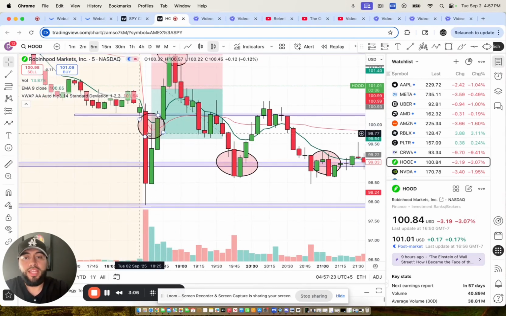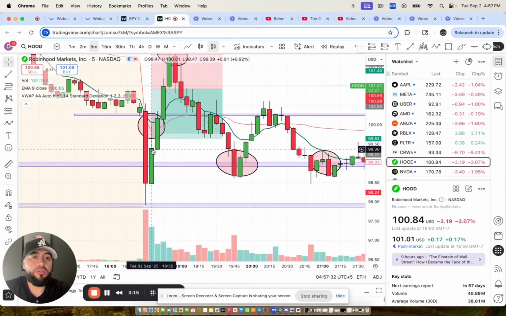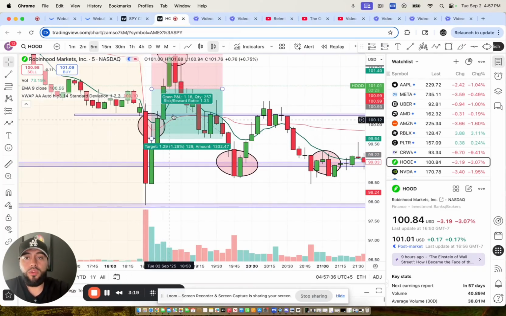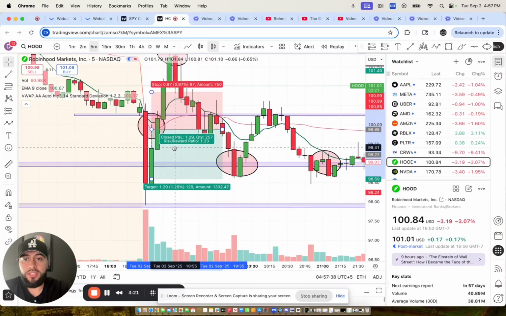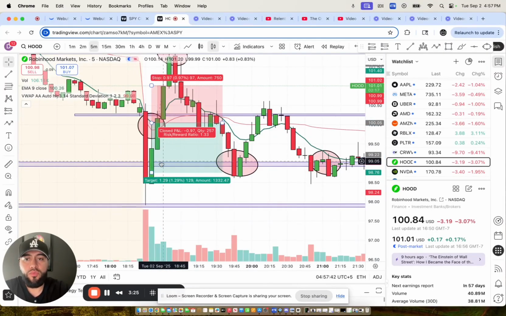It was testing VWAP and the 9 EMA. That's when we started entering position as soon as we started tapping into those levels. We did come back down and we closed our candle here around 99.35. Now we were green there. We were actually positive. We were actually in profit.